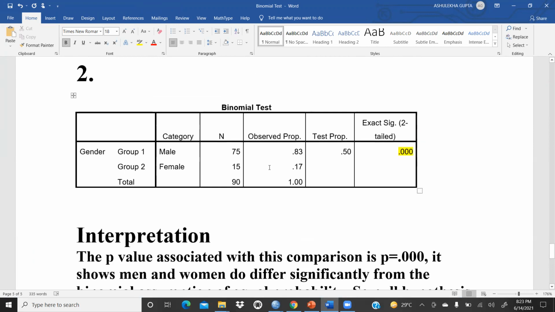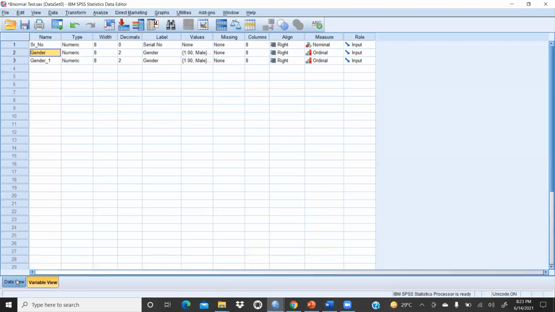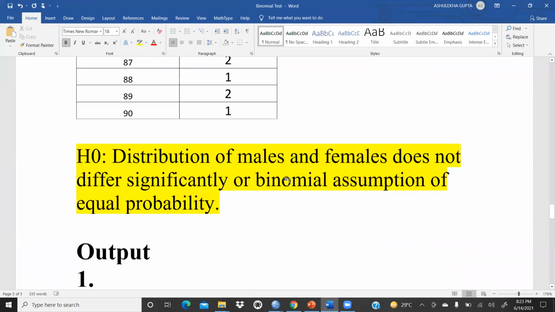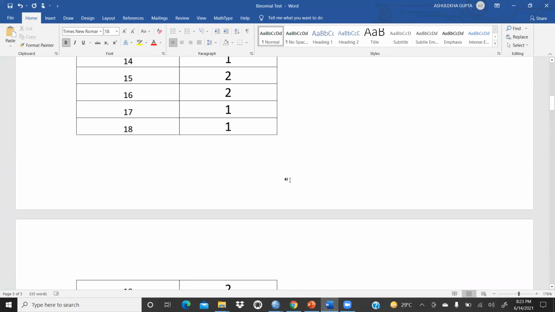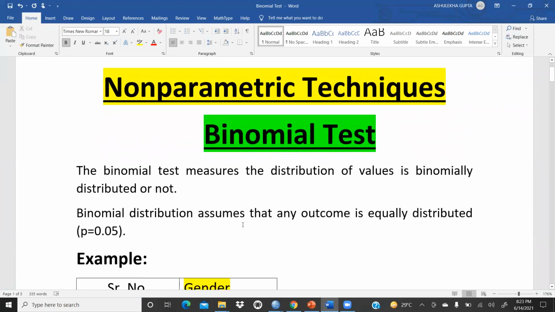So that is why I have taken two kinds of samples, two kinds of data, just to explain to you gender and gender 1. When we are taking gender, we are ignoring gender 1, so in this case the null hypothesis is accepted. But in the gender 1 case, the null hypothesis is rejected and the alternate hypothesis is accepted. So you understand how the binomial distribution will work, and you can apply this test for non-parametric techniques where your data is non-metric.